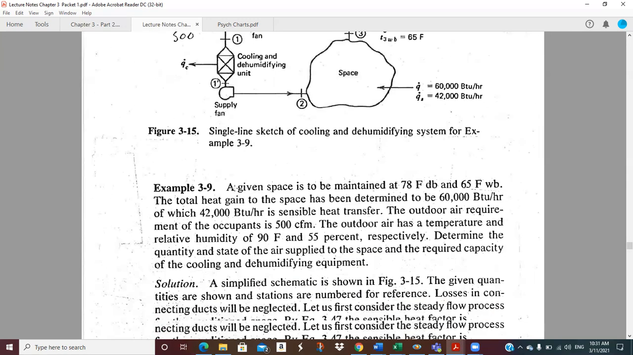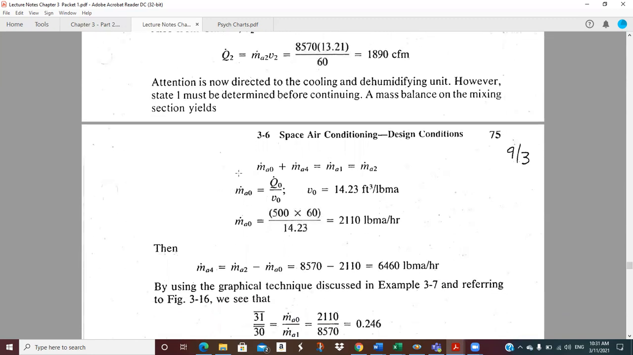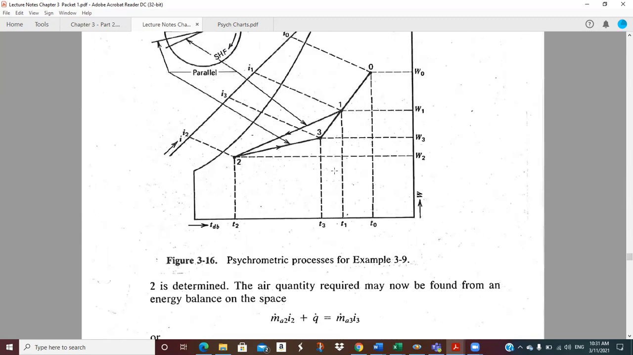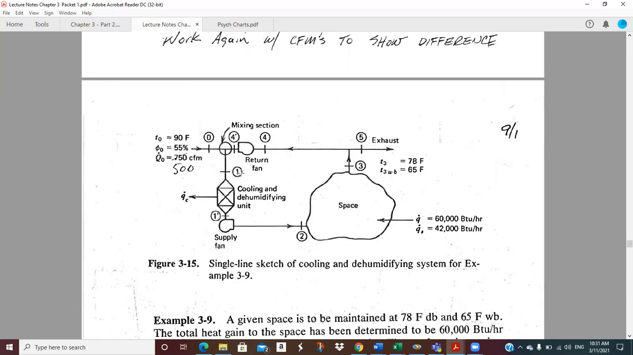And so now we do our mixing. So m dot 0 plus m dot 4 is equal to m dot a 1, and that's the same as m dot a 2 if you look at the flow, because whatever mass flow we have through here goes all the way through, and we don't change the mass flow rate of dry air. So for 1 prime and 2, the mass flow is all the same. Okay.